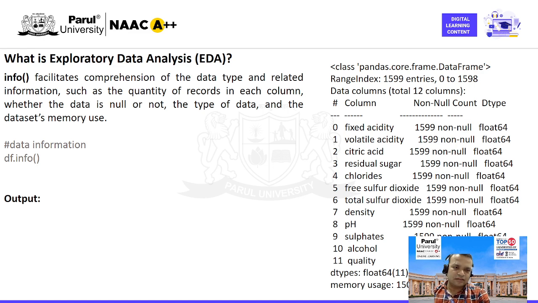So you can see here fixed acidity, volatile acidity, citric acid, residual sugar, chlorides, free sulfur dioxide, total sulfur dioxide, density, pH, sulphates, alcohol, quality. Each and everything is present here along with the data type and memory storage also.